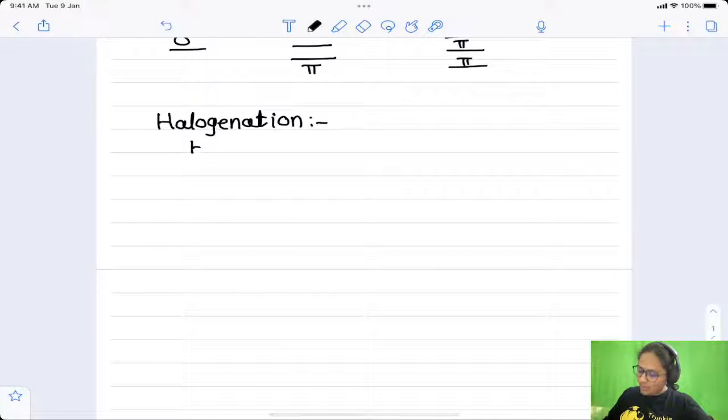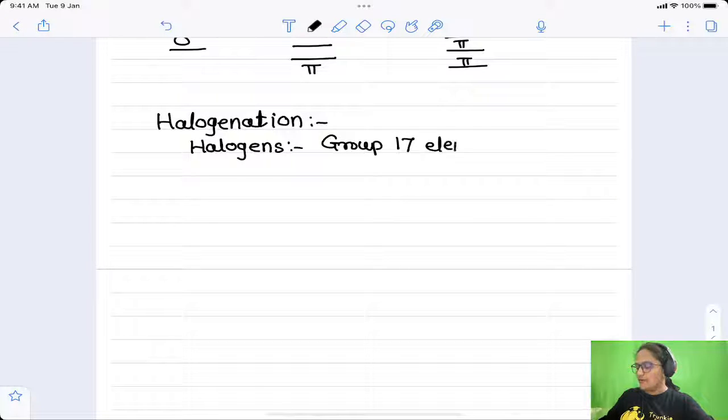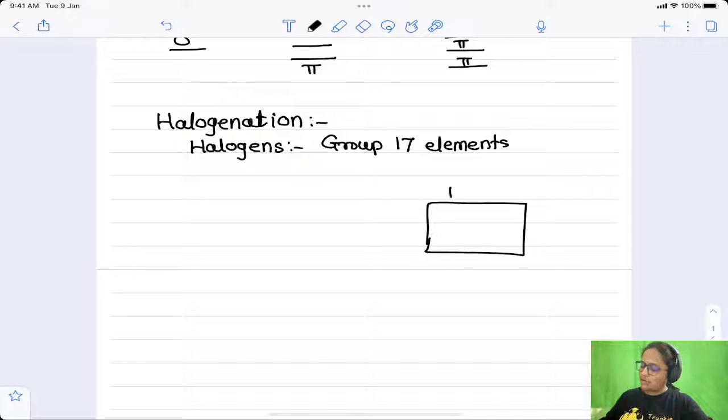So what is the meaning of halogen? Halogens are nothing but the group number 17 elements. We know that, we have learnt it in the periodic classification of elements. The group 17 elements belong to the P block. Group 17 is on the right hand side of the periodic table. On the extreme right hand side of the periodic table there is the P block, right?